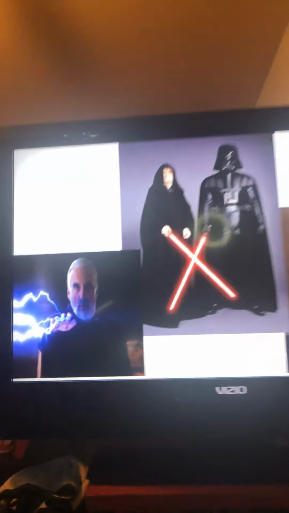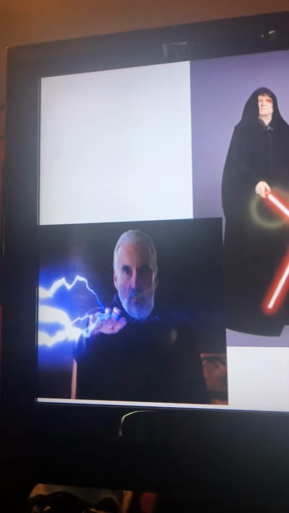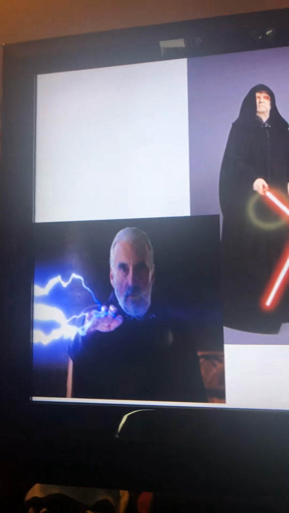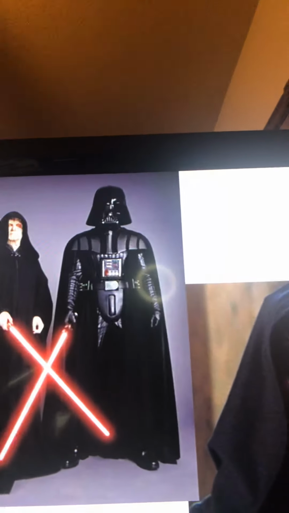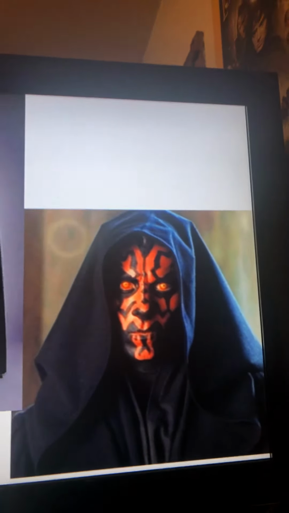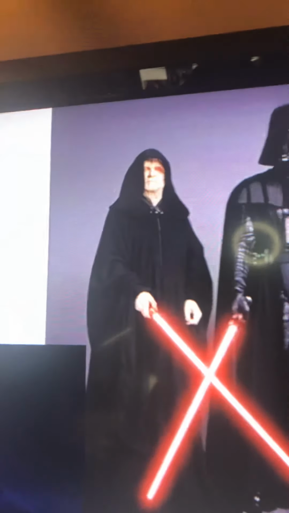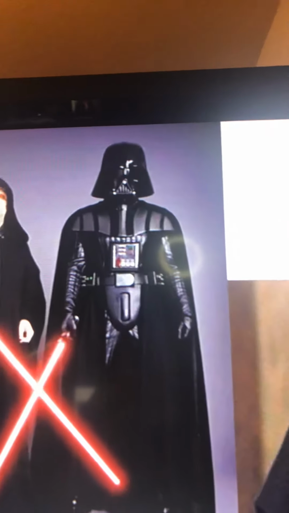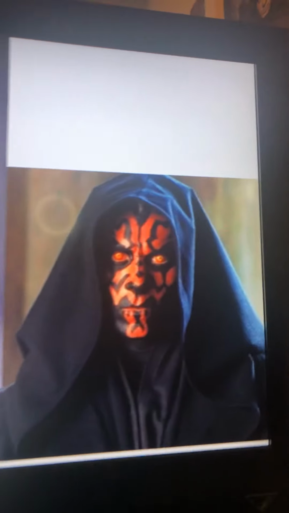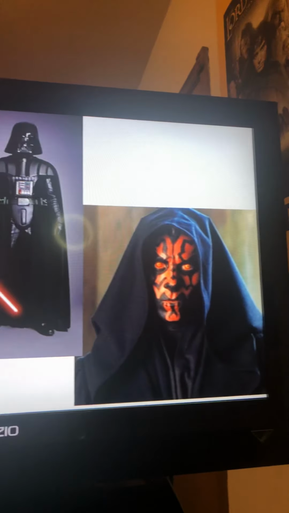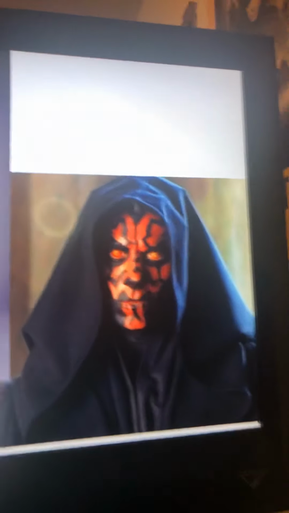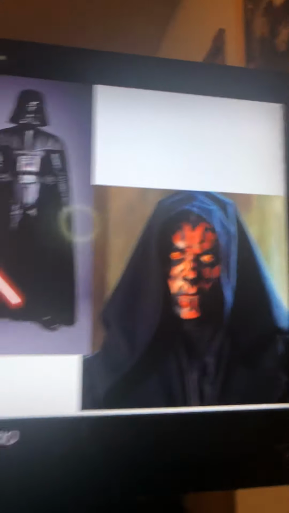There we are. We have Count Dooku, Emperor Palpatine, Anakin Skywalker, and Darth Maul. Now, this is Darth Tyrannus, Darth Sidious, Darth Vader, Darth Maul. So the characters get a new name if they become a Sith and turn to the dark side of the Force. I tried to represent Darth Maul today.